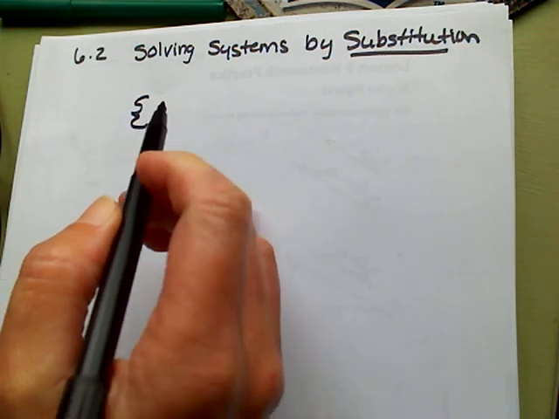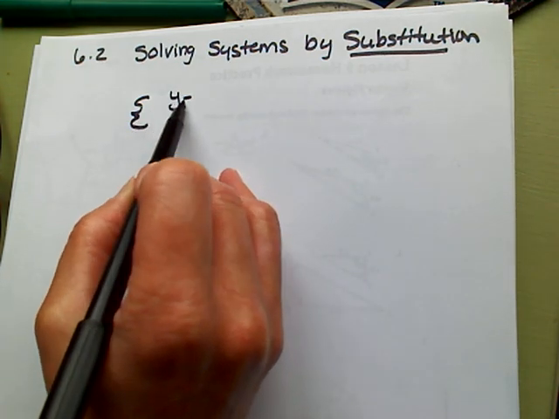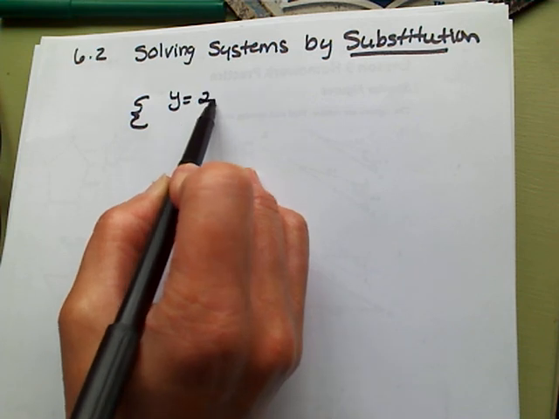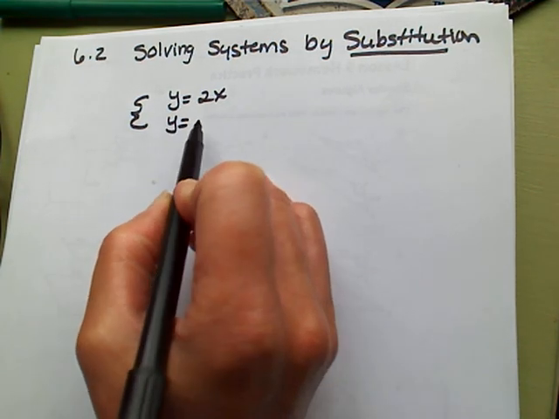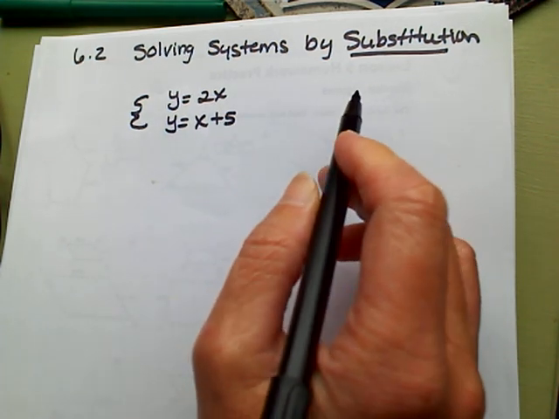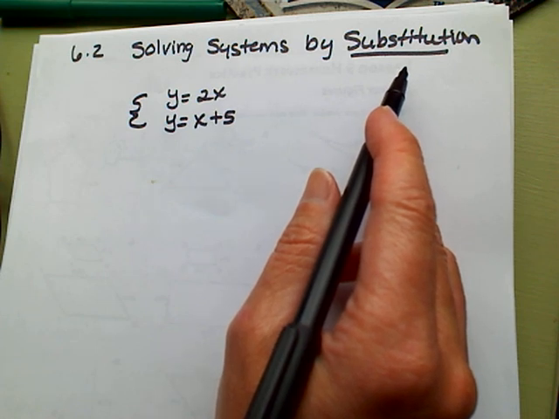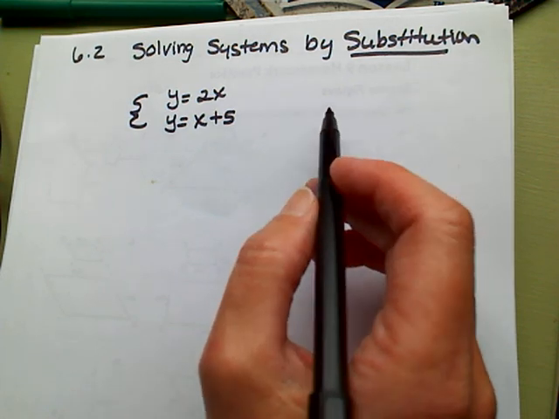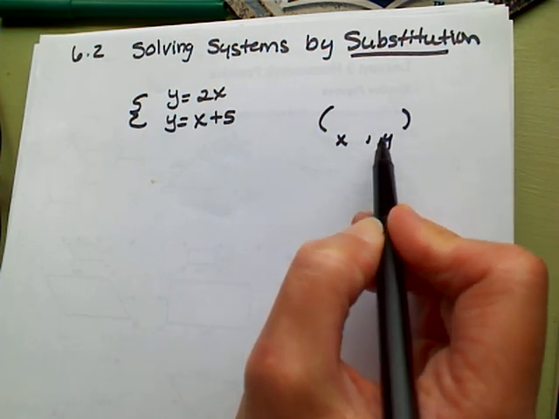So again, they are bounded by the bracket. You have an equation that could be as simple as y equals 2x, and an additional equation that might be y equals x plus 5. So since we're focusing on substitution in this lesson, we have to find that ordered pair, our x and our y.